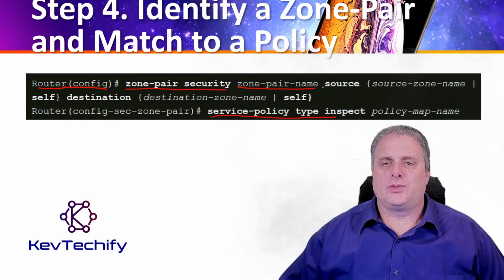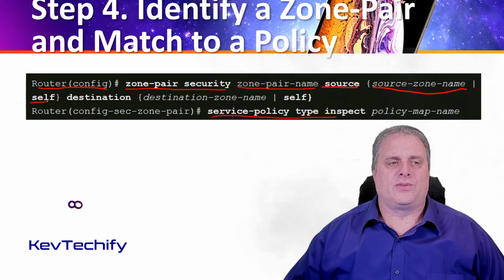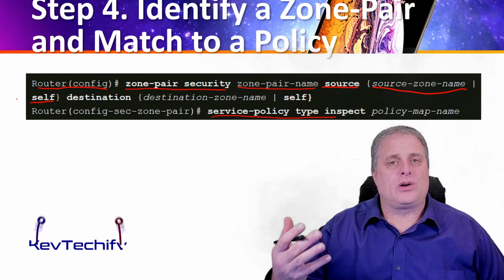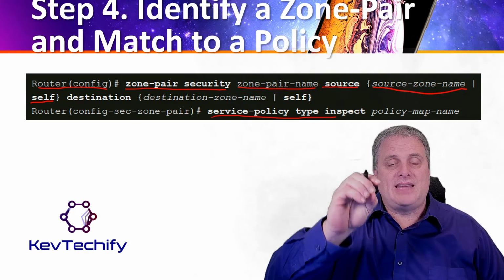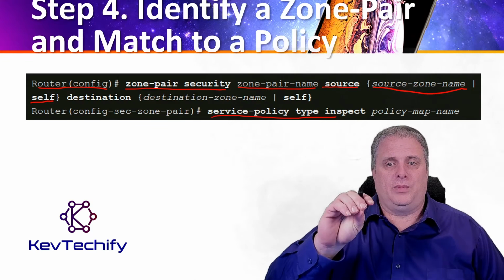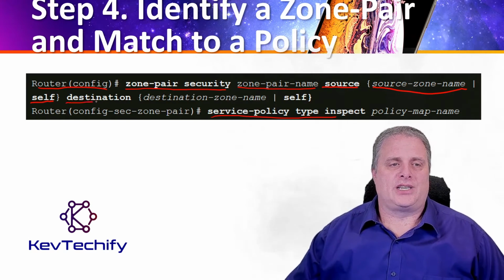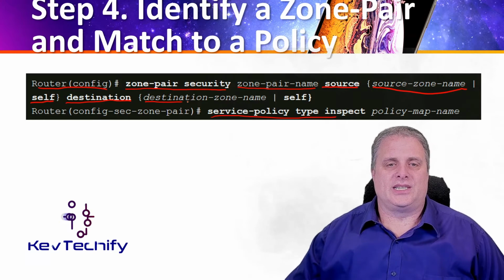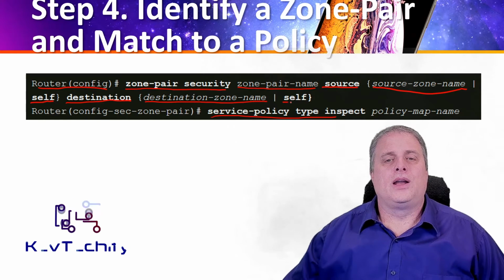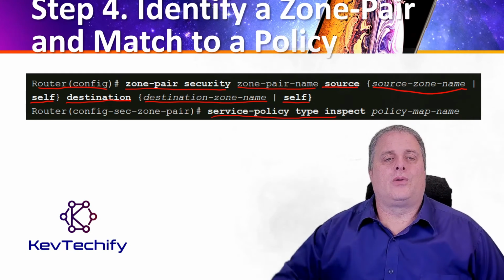Then the next part here is the keyword source, and you have to specify either the source zone or self. Once again, self is the router itself. Data starting on this router would be source self at this point in time. Then you specify the destination. Once again, it's a destination zone or data headed for our router.